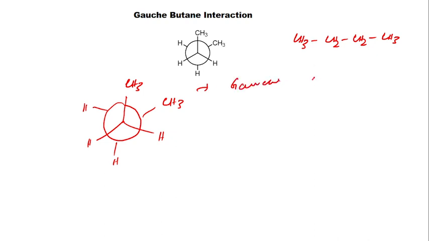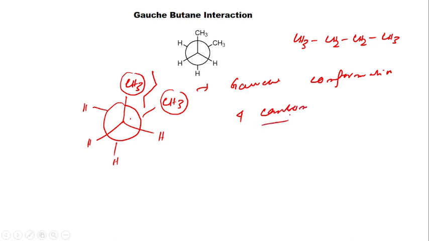In gauche conformations, we can clearly visualize that there is an interaction between these two methyl groups. If you see the numbering of carbon, this is backside 2, front 1, 3, 4. We have a total of 4 carbons. So in the Newman projection of a butane-like skeleton in gauche conformations.